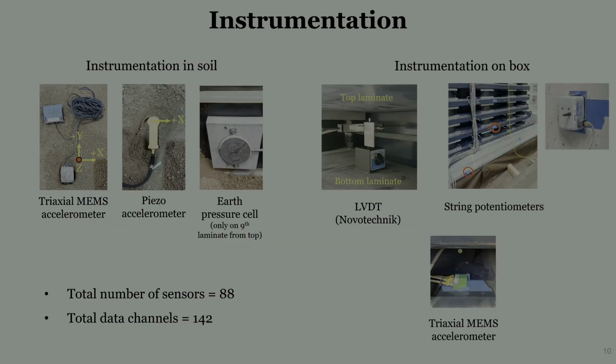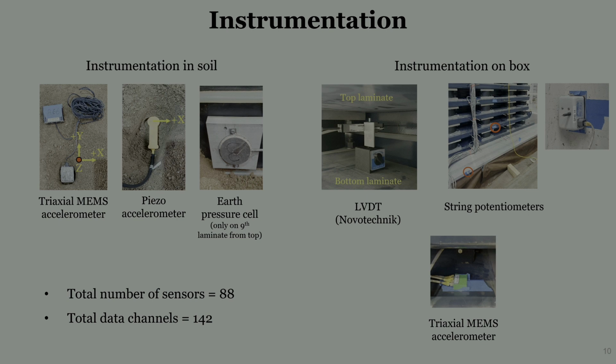So for the instrumentation in soil, it consists of triaxial MEMS accelerometers, piezo accelerometers, and earth pressure cells. These accelerometers record the soil accelerations. We were using the two types because the MEMS has a sampling frequency of just 256 hertz, whereas the piezo ones had a sampling frequency of almost 10 kilohertz. And the earth pressure cells were used to measure the changes in the horizontal stress in the soil so that we could calculate the coefficient of earth pressure after shaking events.